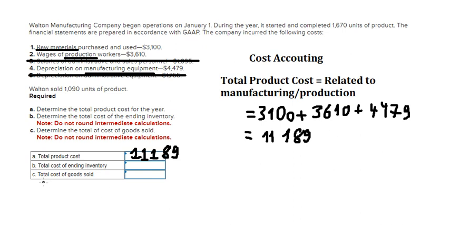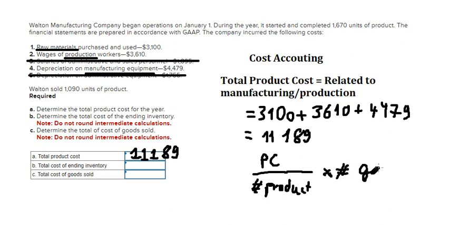The next one, we need to find the total cost of goods sold. To calculate this one, we need to use the product cost. We divide by the number of products they just produced in here. Then we multiply by the number of goods sold. So that should be in here.